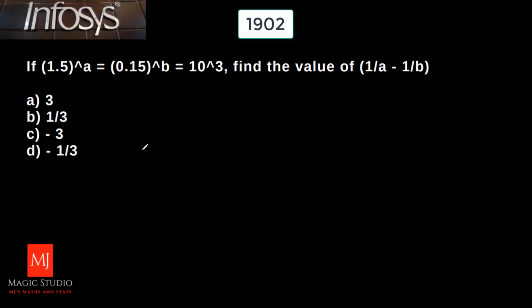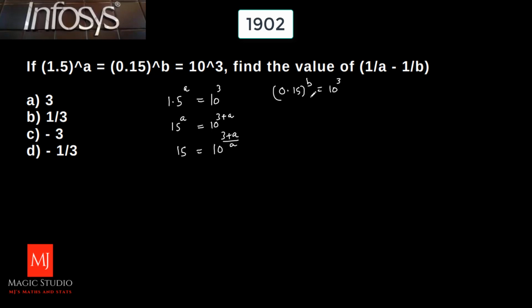Now here we have a question from algebra, of the indices type. 1.5 to the power a is equal to 10 cube. So if I multiply by 10 to the power a on both sides, obviously, 15 to the power a would be 10 to the power 3 plus a. And then 15 will be equal to 10 to the power 3 plus a by a. Now 0.15 to the power b equals 10 to the power 3.